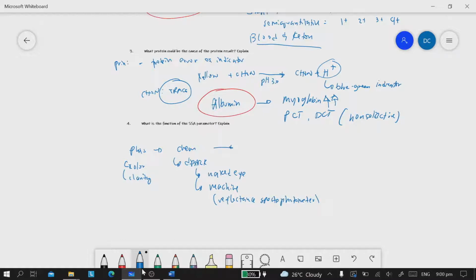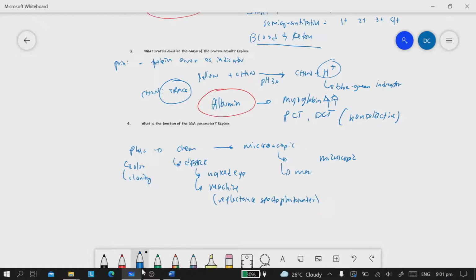Then, routinely, the last step will be the microscopic. This is done through creating a slide, and it's read through the microscope using the naked eye. Alright.